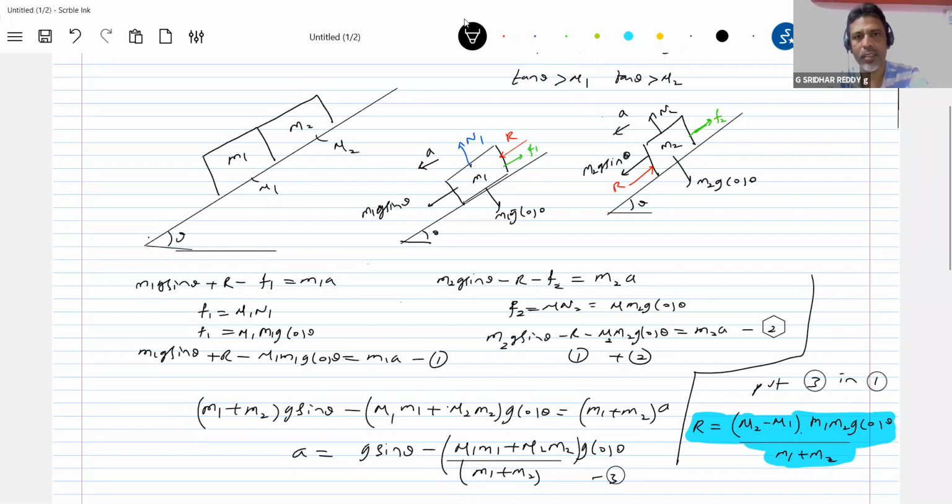Is there any doubt? Sir? Yes. Sir, won't there be friction between those two blocks, sir? How come friction? There is no lateral motion perpendicular to the incline. Why would friction between the blocks come?